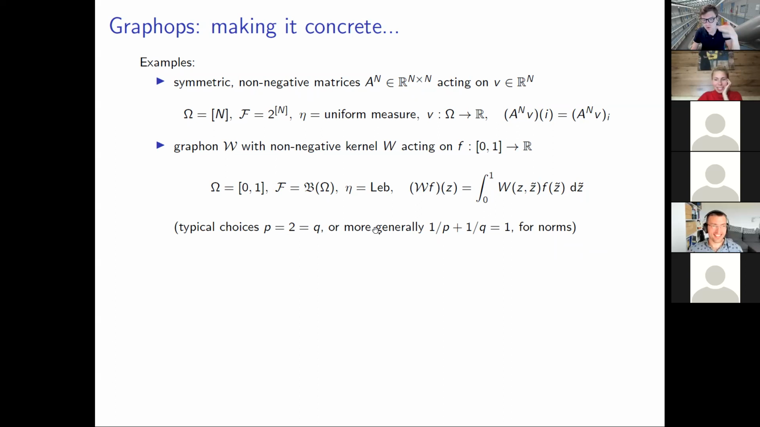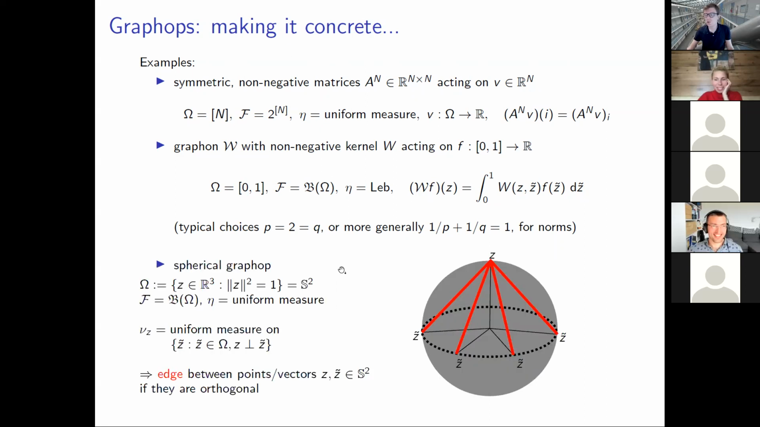Of course, you can then put requirements, typically p equal to 2 equal to q, but you could also incorporate all sorts of other graphons in this graphop language. So there are also graphs of intermediate density that are more complicated than normal matrices or graphons.